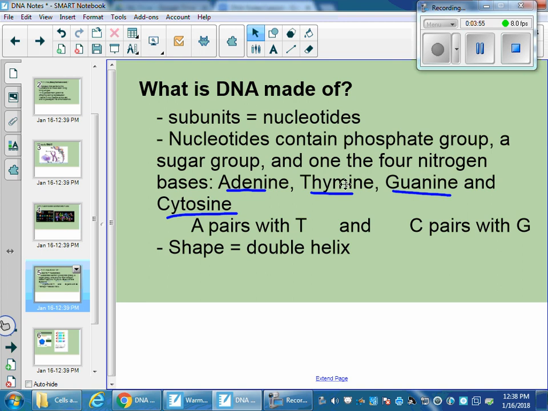One unique thing about DNA is that the nucleotides are paired. One nucleotide forms one side of the ladder, and another one forms the other side, and so we get them pairing together. And there's a rule here that A always pairs with T, and C always pairs with G, and that's just based on the structure of those different bases. And together, the shape, everything together, is called a double helix.